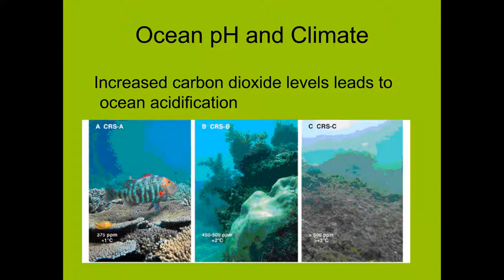We've already touched on this with human impact. We know that increased carbon dioxide levels lead to the acidification of the ocean. That extra CO2 in the atmosphere gets absorbed by the ocean, making carbonic acid.